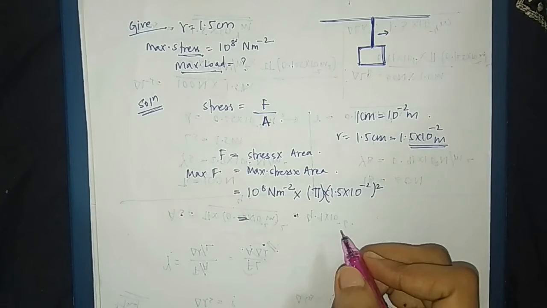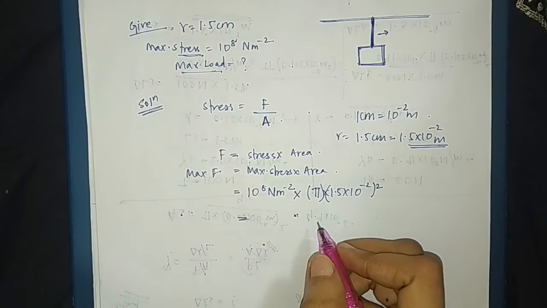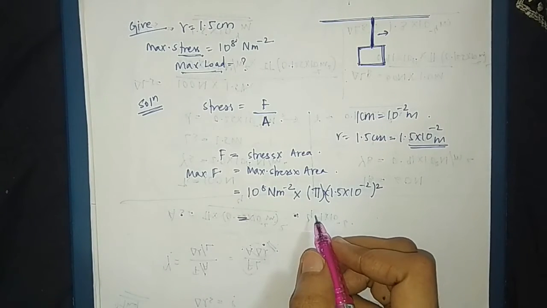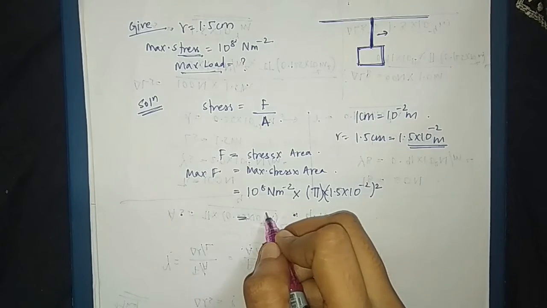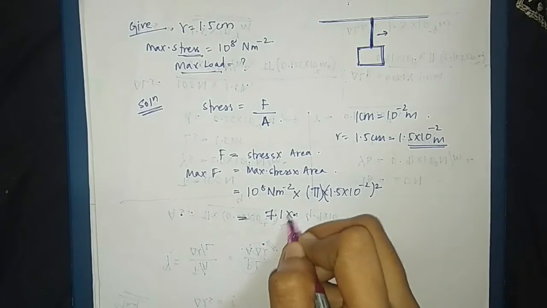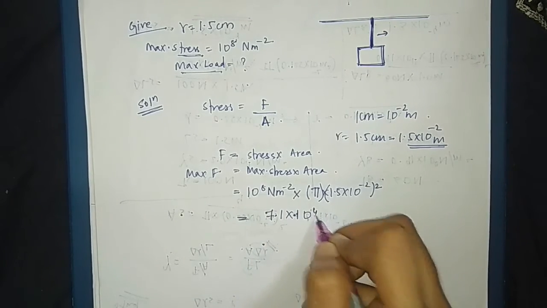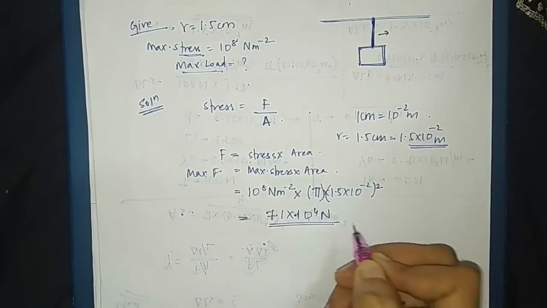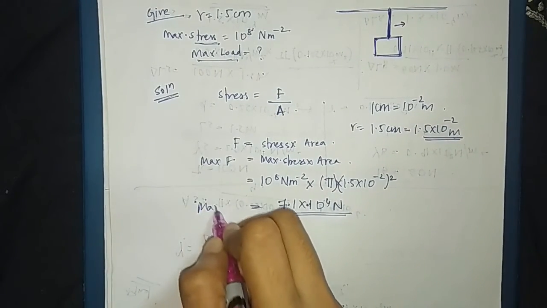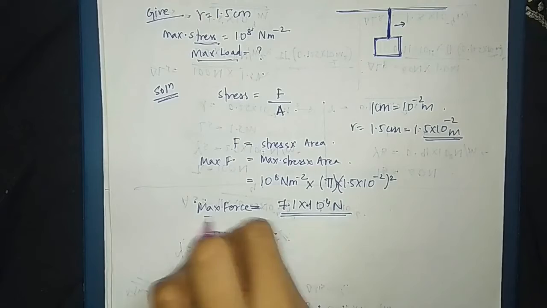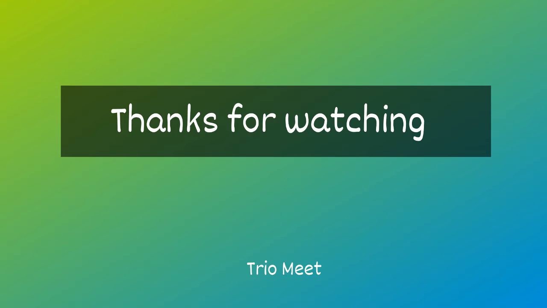On calculation, it's a very simple calculation, we'll get 7.1 into 10 to the power 4 Newton. That is the maximum force the cable can handle. That's a pretty easy question.